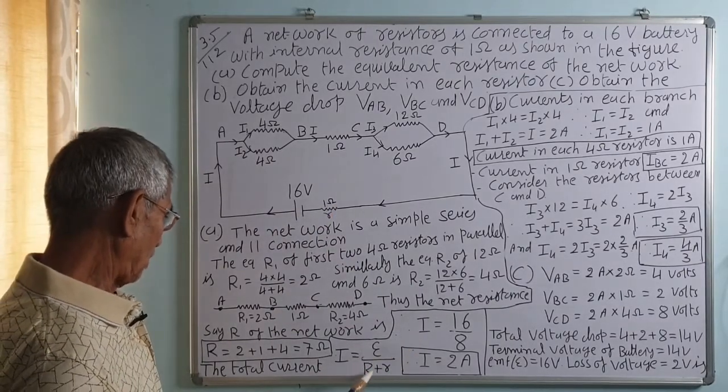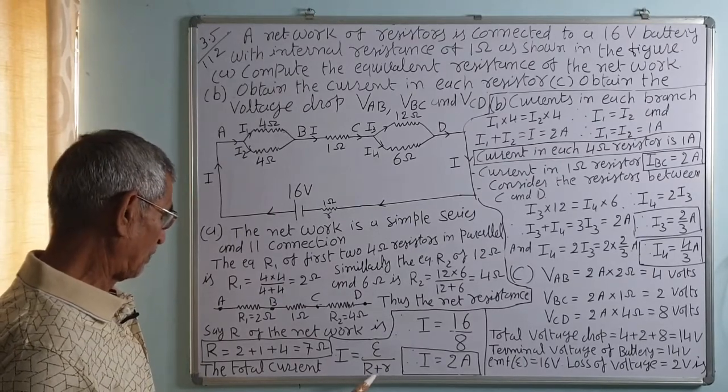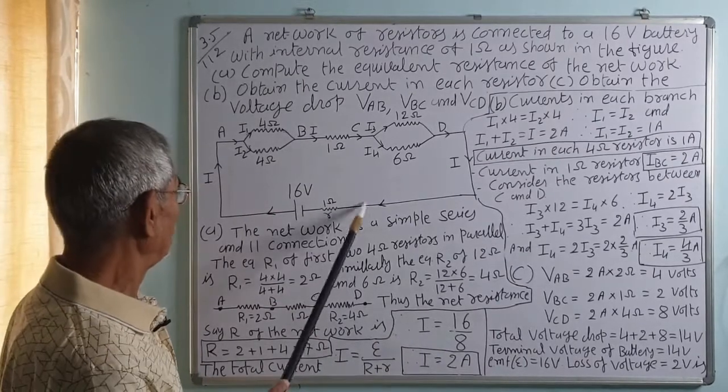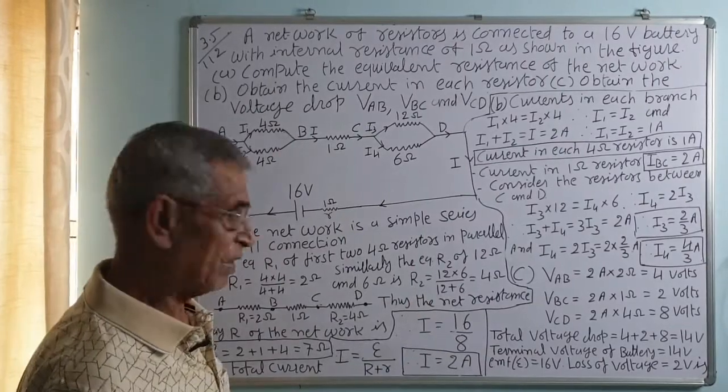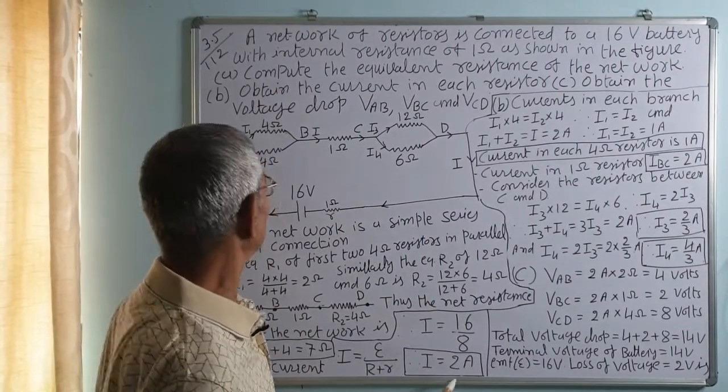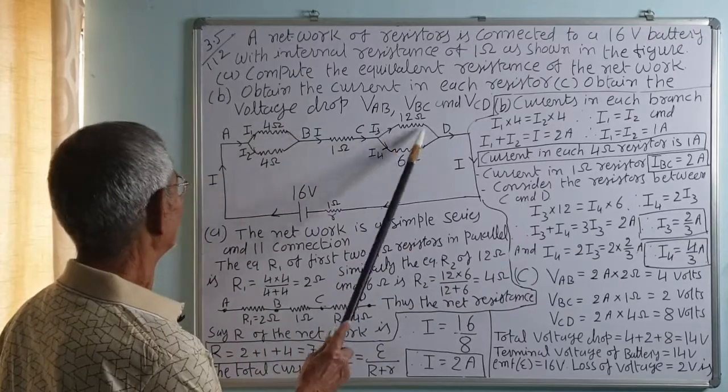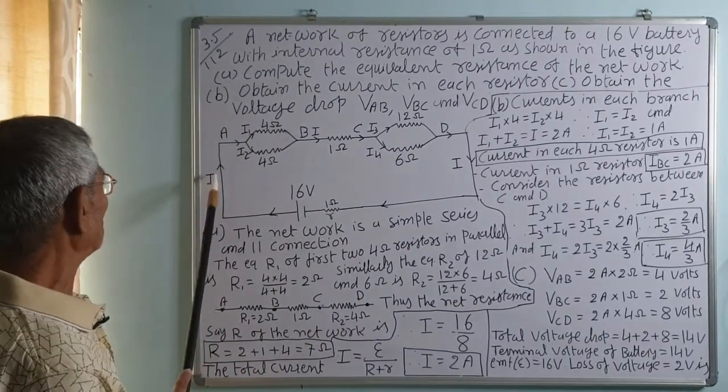So, E upon the total resistance, equivalent resistance 7 plus R, that is 1 ohm, that is 16 by 8, that is 2 ampere. So, current is 2 ampere. Now, let us consider the current in each branch. So, total current in the circuit is 2 ampere.